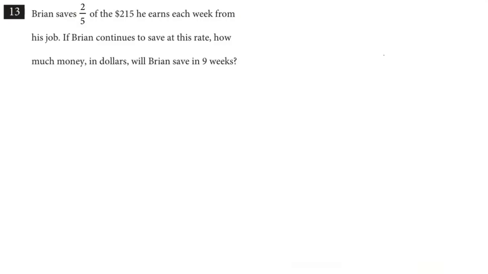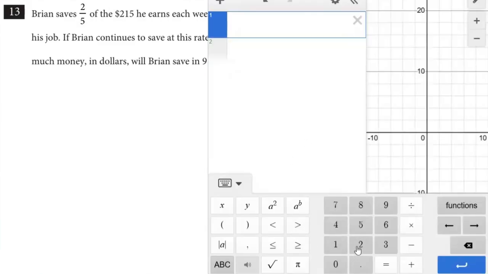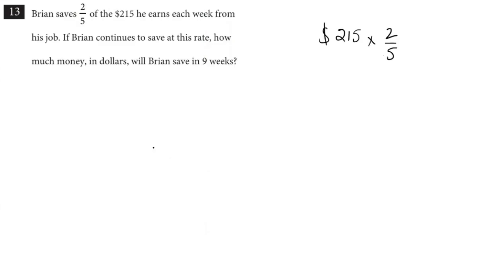Question 13. Brian saves 2/5 of the $215 he earns each week from his job. So he earns $215 and he saves 2/5. If Brian continues to save at this rate, how much money in dollars will Brian have in 9 weeks? So in the first week, just get the amount. So it's going to be, let's see, 2/5 of 215, that's 86. So this is 1 week's saving.